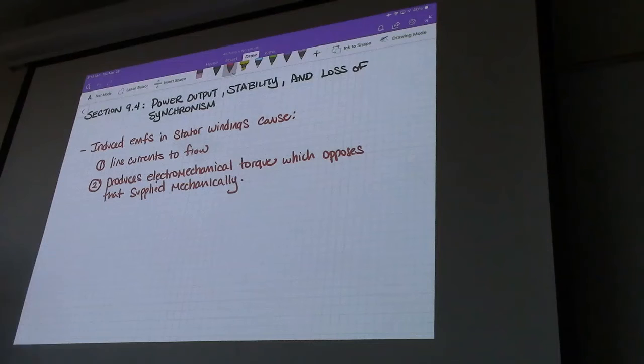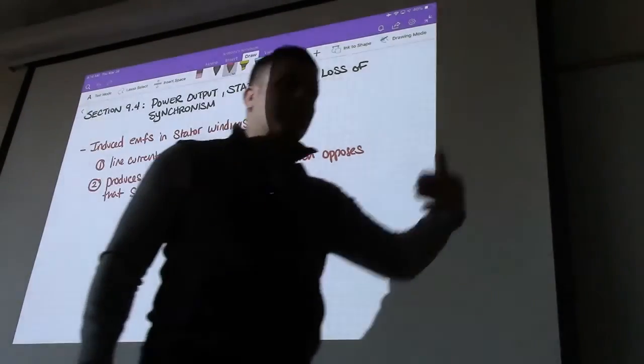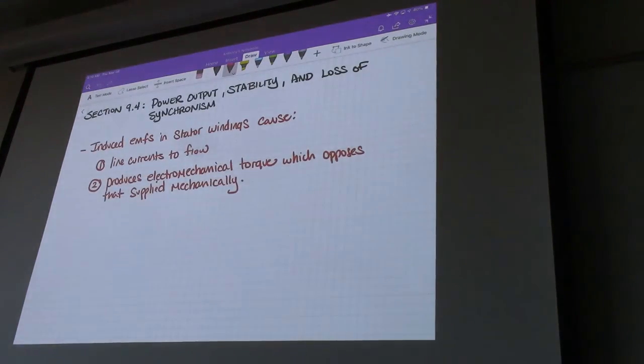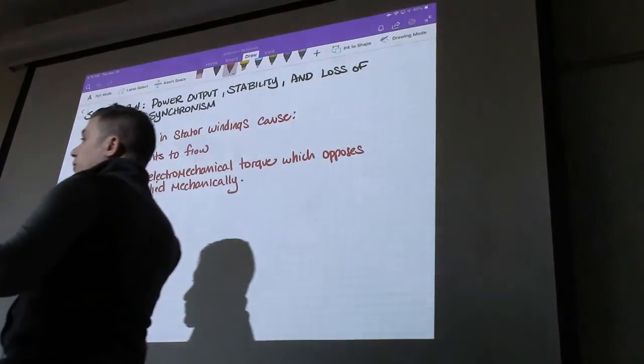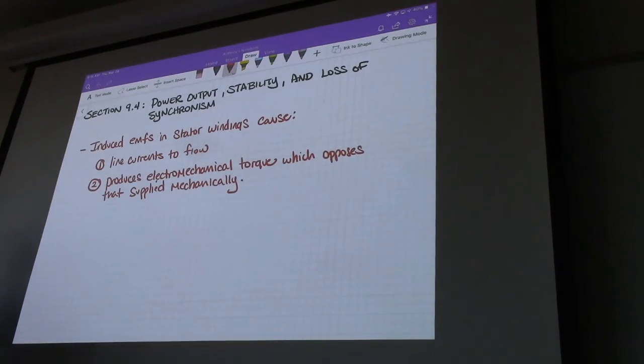The induced EMF causes essentially an electromechanical torque that opposes the mechanical torque that you're applying. The electrical load, that may be some washing machine plugged in 100 miles away, draws current, which is then transformed inside of the synchronous machine to an electromechanical torque, which opposes the mechanical torque you're putting in. Those two torques equal one another, which causes the rotational frequency to stay the same.